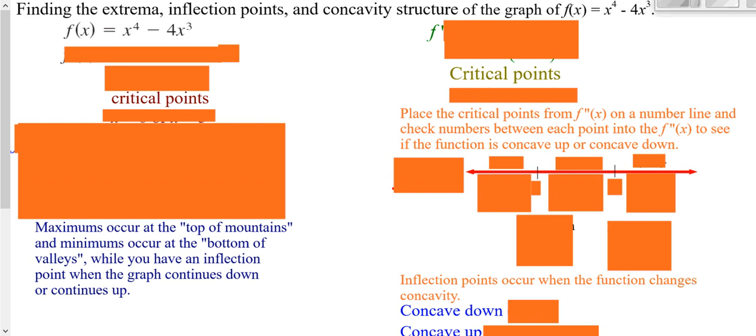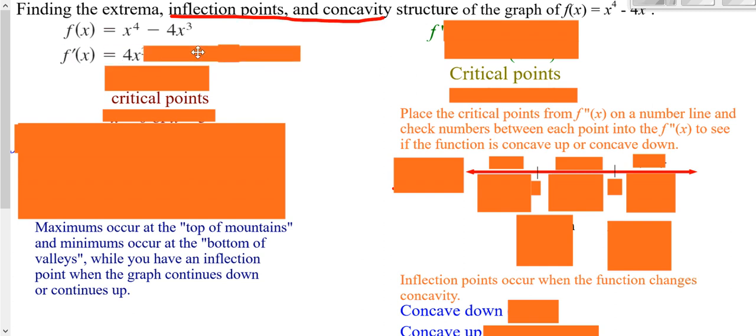We have extrema. Remember, extrema are max and mins. We get that from our first derivative. We have inflection points and concavity. That's all going to be from your second derivative. So we'll go ahead and do our first derivative. Exponents in front, decrease by 1. Find our critical point, so we set it equal to 0 and solve it.